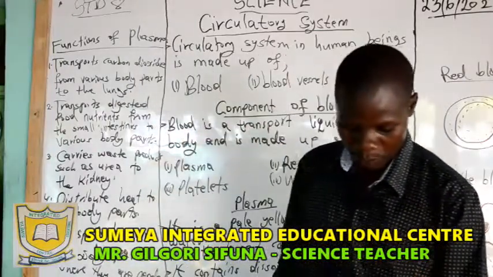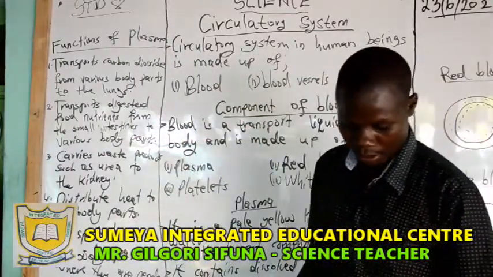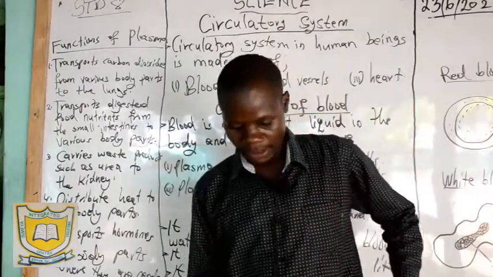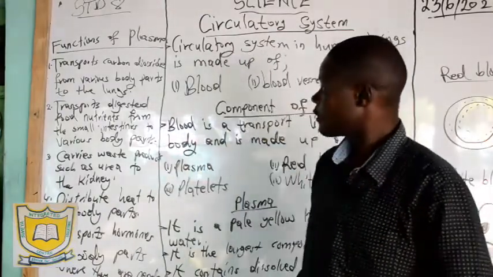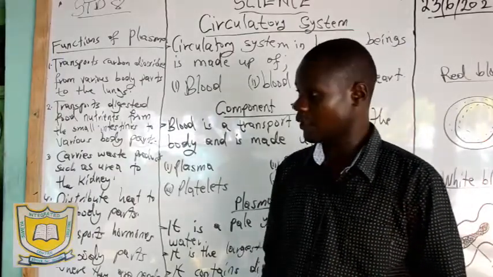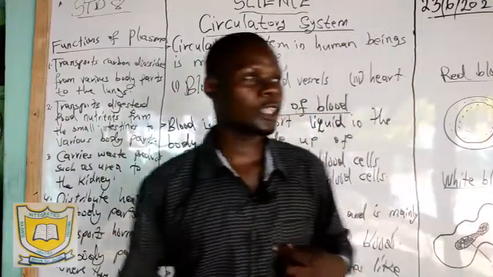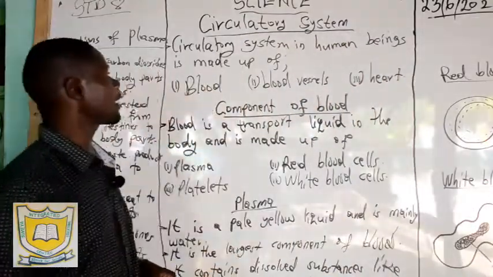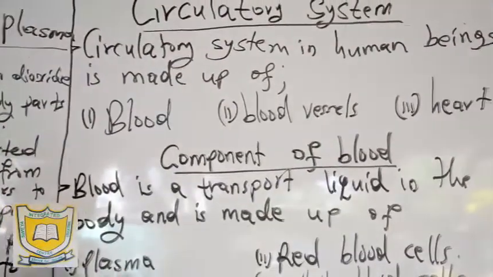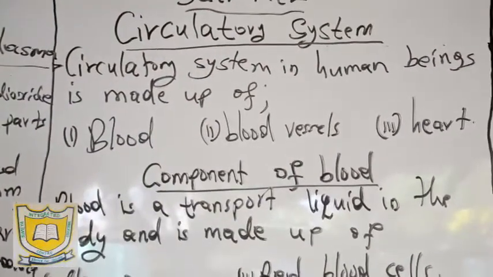We proceed with the human body, of which last time we were covering adolescence, the physical changes during the adolescent stage, and also emotional changes. So we are introducing the circulatory system, which is dealt with in standard 7.